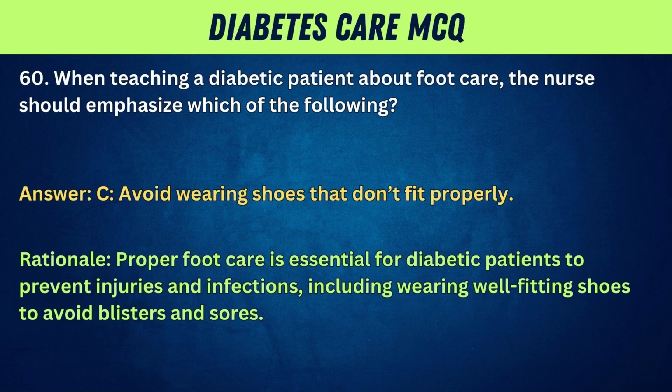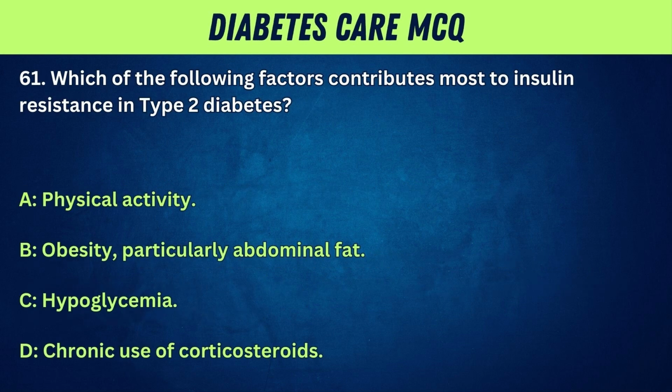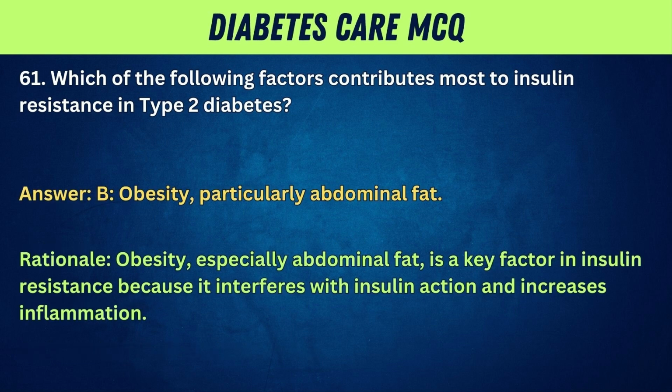Rationale: proper foot care is essential for diabetic patients to prevent injuries and infections, including wearing well-fitting shoes to avoid blisters and sores. 61. Which of the following factors contributes most to insulin resistance in type 2 diabetes? A. Physical activity. B. Obesity, particularly abdominal fat. C. Hypoglycemia. D. Chronic use of corticosteroids. Answer: B. Obesity, particularly abdominal fat. Rationale: obesity, especially abdominal fat, is a key factor in insulin resistance because it interferes with insulin action and increases inflammation.